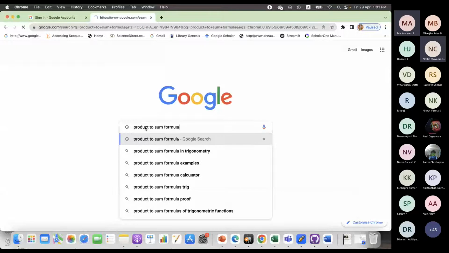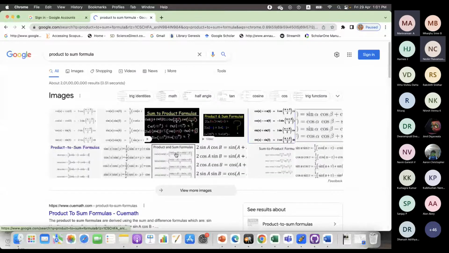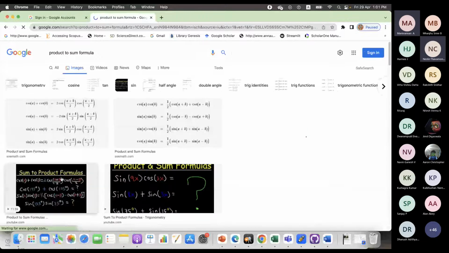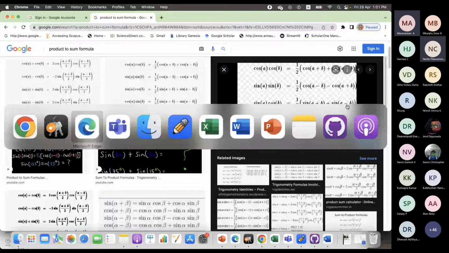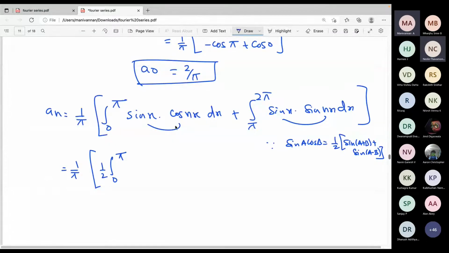So what is that for? Sin A cos B, okay? Product to sum formula. Do you have that? Sin A cos B means, yes sir, sin of A plus B plus sin of A minus B. So this can be written as 0 to pi, half of sin of A plus B. Here it is x, here it is nx, so sin of (1 plus n) into x dx, plus the same 0 to pi, sin of (1 minus n) into x dx.